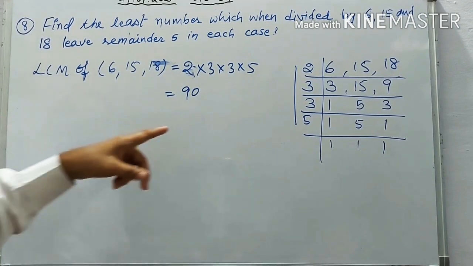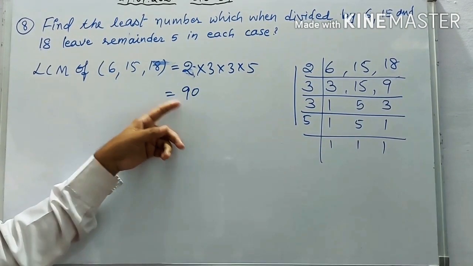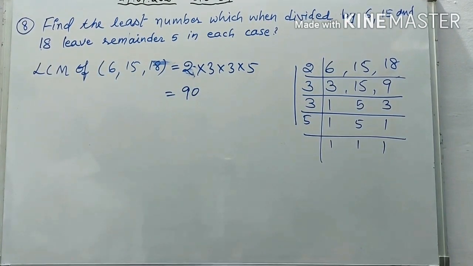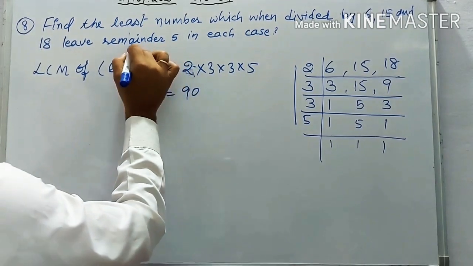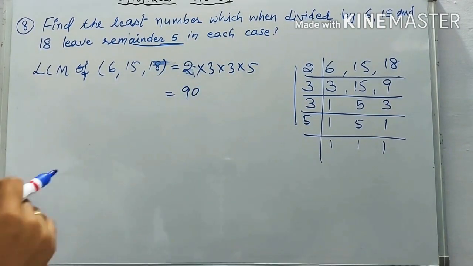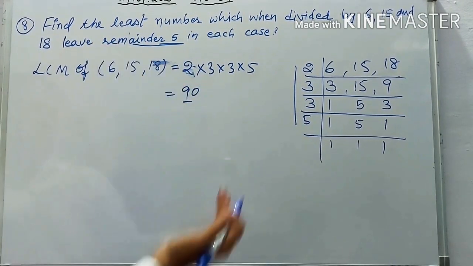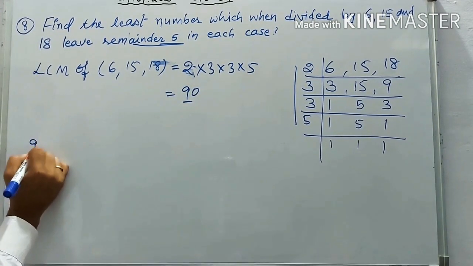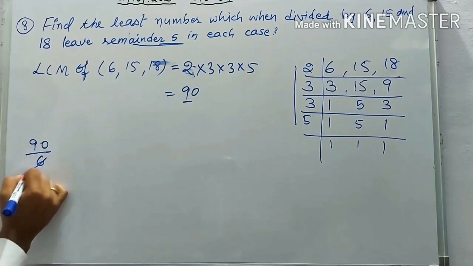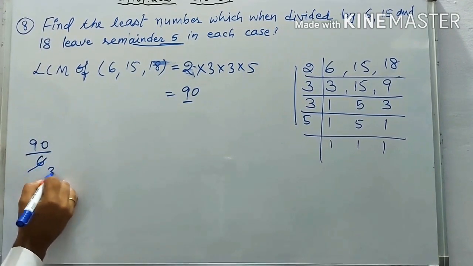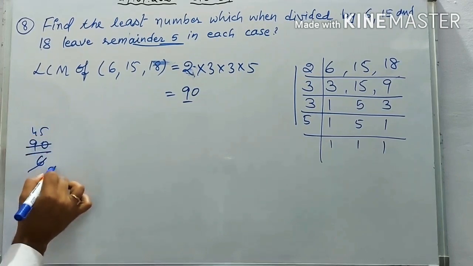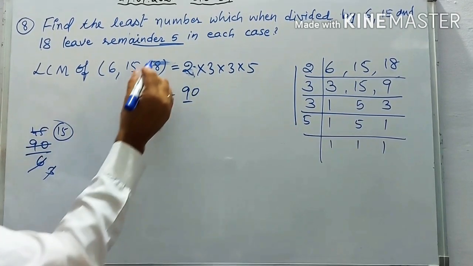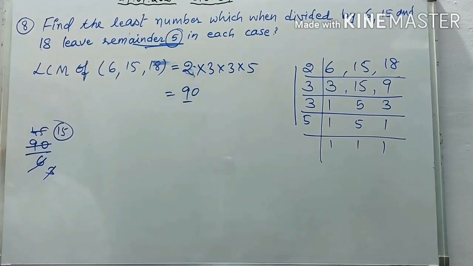It means 90 is divisible by 6, 90 is divisible by 15 and 90 is divisible by 18, completely divisible. But here the question asks for remainder 5. It means we will add 5 to 90, because when 90 is divided by 6, 6 times 15 is 90, it is wholly divided and the remainder is not 5, but the question asks for remainder 5 in each case.